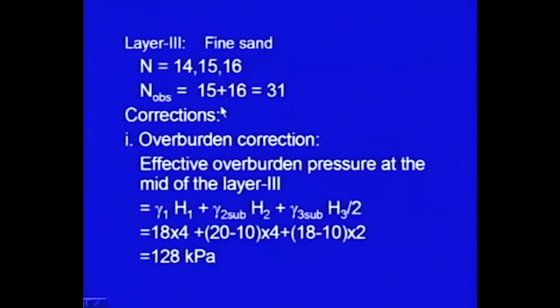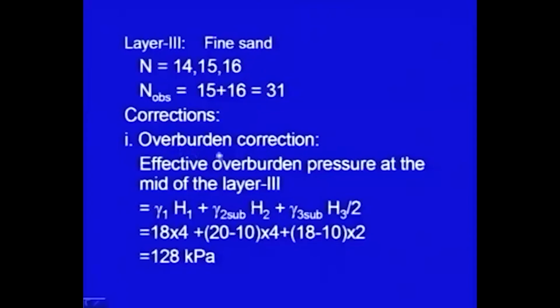Coming to layer number 3, it is fine sand, and the observed number of blows were 14, 15, 16. So, observed N will be, discarding the first, 15 plus 16, that becomes 31. Let us now apply the corrections. First is the overburden correction.